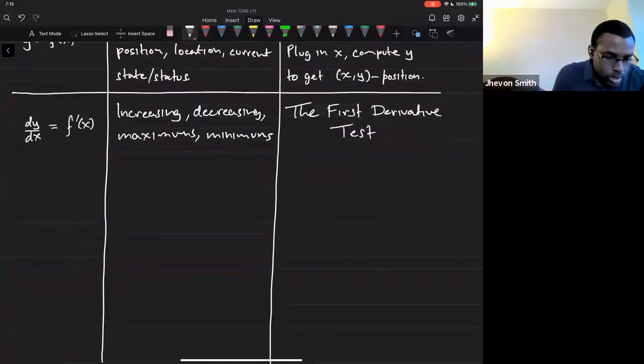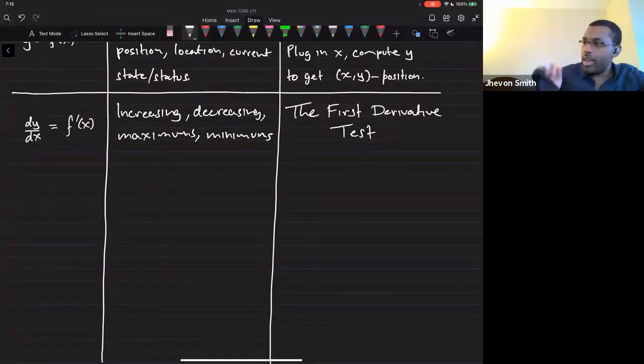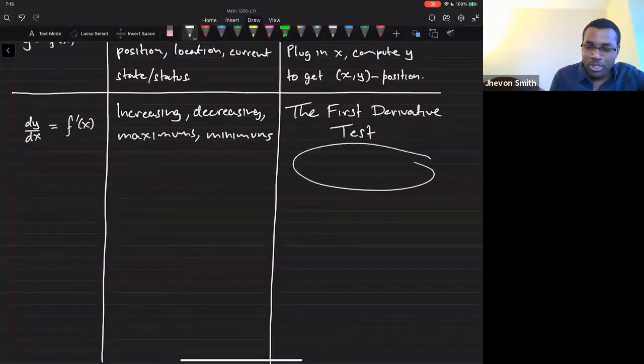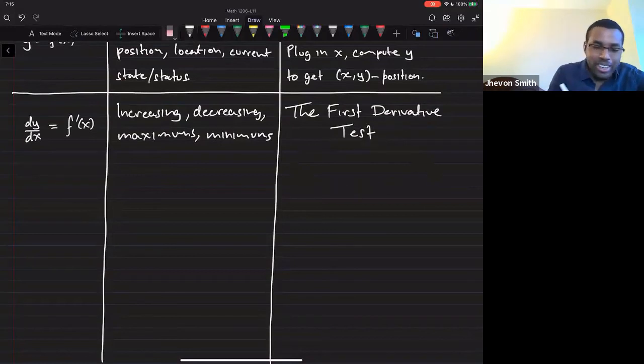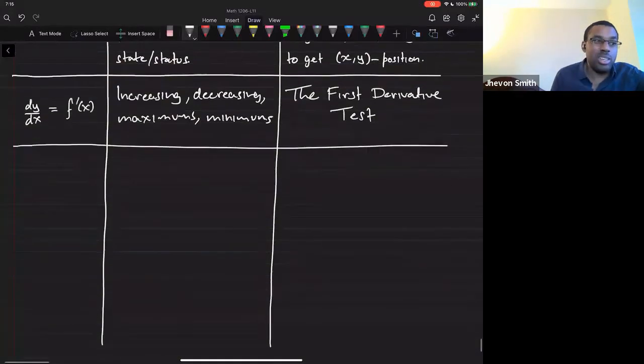I guess this table is not going to be that long because I summarize. Usually I kind of write the whole first derivative test in this little cell right here. But yeah, I've decided to do it separately. Yeah, so that's what it can tell you.